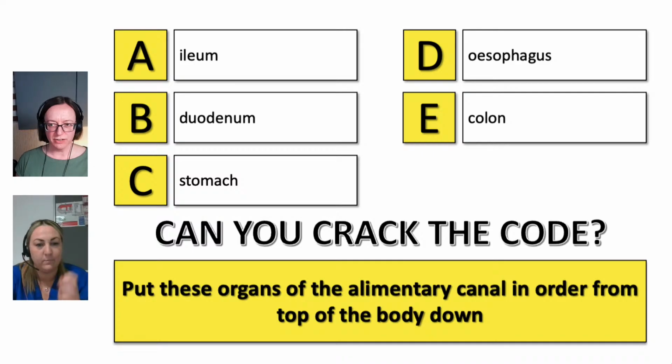Okay, onto the digestive system now. This is a proper whistle-stop tour. So on the board we've got A, ileum, B, duodenum, C, stomach, D, esophagus, and E, colon. These are all parts of your alimentary canal. I want to know what is the correct order from top down. So if you think about your food goes in your mouth, where does it go next? And where does it end up? So see if you can put that A, B, C, D, E, fiddle it around, put it into the correct order. I will give you 30 seconds.